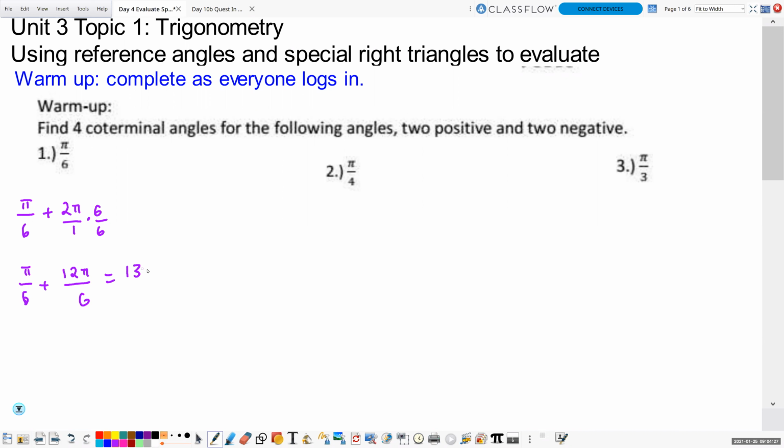So that's 13 pi over 6. Now I want to recycle that fraction. I created common denominators, and I'm going to do it again. So now I'm going to do pi over 6 minus 12 pi over 6.